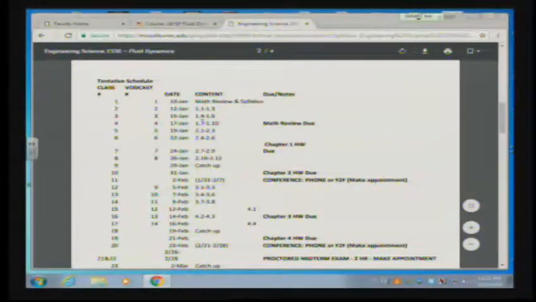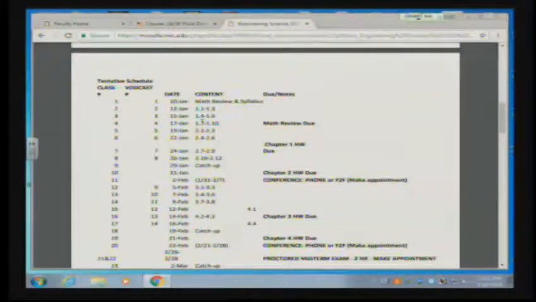Your math review will be due on the 17th, which is 1 week from today. Then your Chapter 1 homework will be due on the 24th, which is 2 weeks from today, and so forth. We are only going to have 2 exams in this class. We have between 9 and 11 homework assignments, and then we have 2 exams, just a midterm and a final.